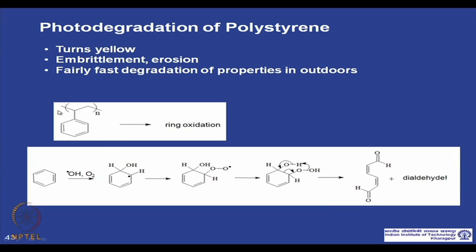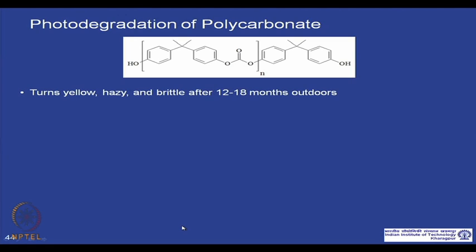In the case of polystyrene, as we said, the presence of aromatic groups is basically responsible for absorption of UV light, and that actually causes ring oxidation, which can initiate the polymer degradation process as shown in this figure. Finally, they can form chromophores, which are responsible for the yellowing of the polymer material.